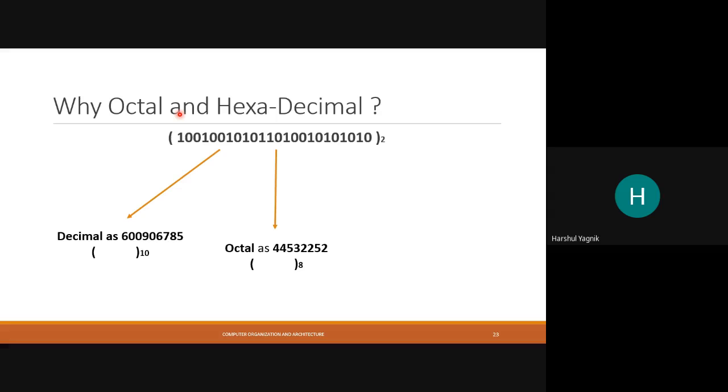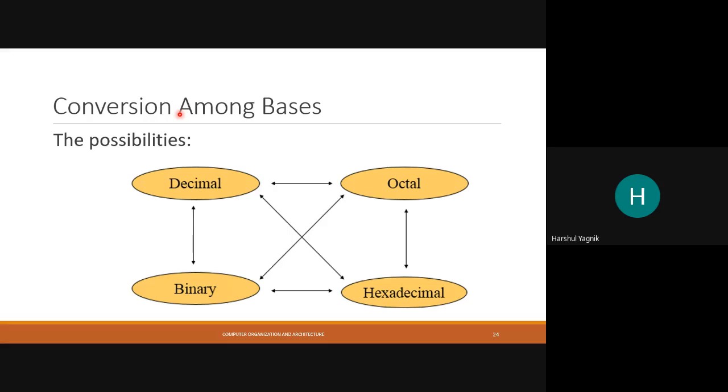So the same number in decimal is 6009 06785, in octal it is 44532252, and its hexadecimal is 92A54. Hexadecimal, because its radix is larger, has fewer digits. So all the possibilities are there. We can convert decimal to octal, decimal to hexadecimal, decimal to binary, and the reverse is also possible.